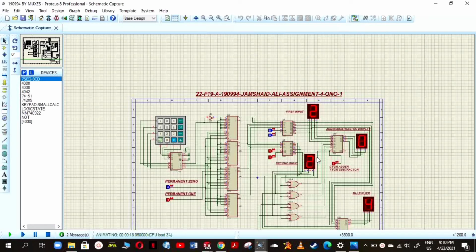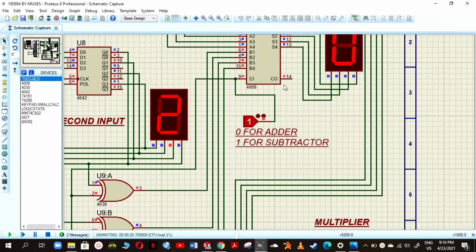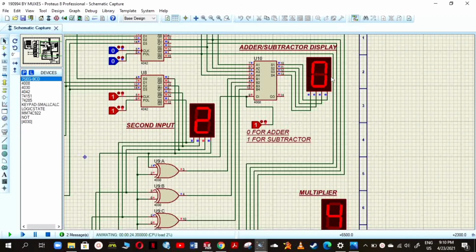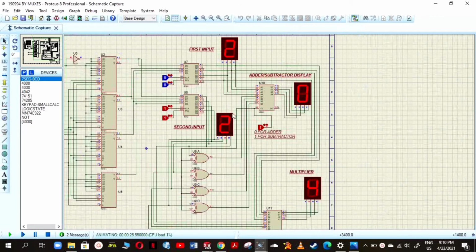And now you can see here I put it on 1, and it converts into a subtractor IC, and the answer will display after subtraction of the two inputs. 2 minus 2 is equal to 0. The multiplication is obtained by multiplying the two inputs. 2 cross 2 is equal to 4.